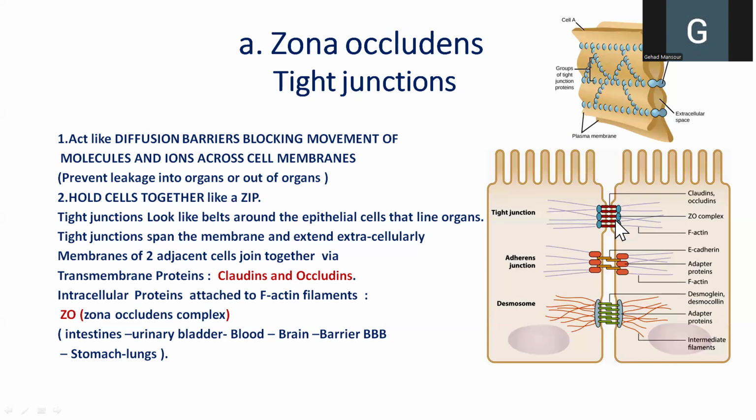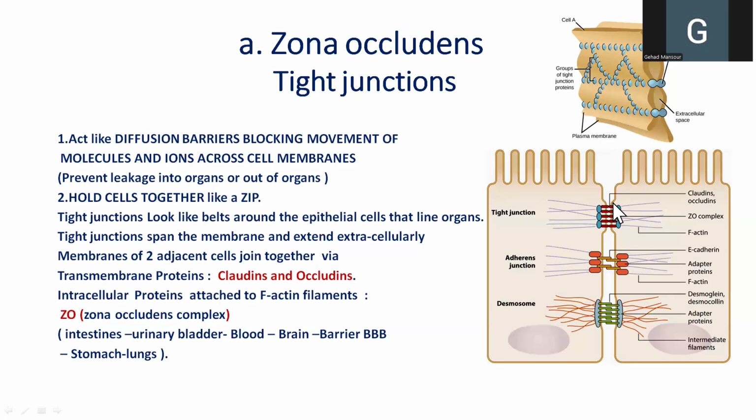Why are we saying like a zip? Because a zip is something that is tight and that holds the two sides of a structure together in a very tight manner. And if, as we've just said, you look at them from the outside, you will find that they look like belts around the epithelial cells. And usually, as we said, epithelial cells are cells that cover a surface. But when we talk about cells that line organs, we would rather say endothelial cells.